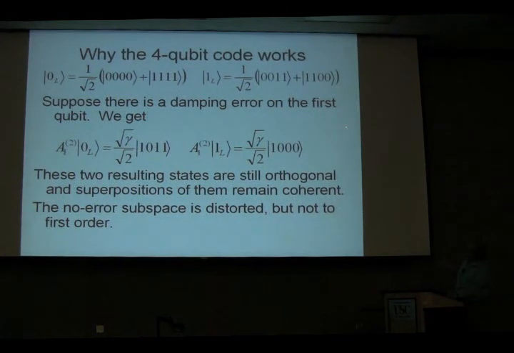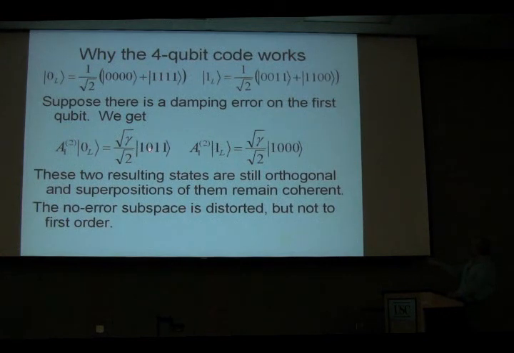That should read second qubit. Suppose there's a damping error on the second qubit. What happens to 0 sub L? Logical zero goes to root gamma over root 2, which is just a normalization term, times 1, 0, 1, 1.